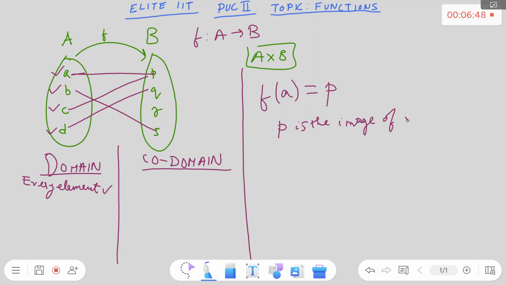P is the image of A, and we say A is the pre-image of P. Okay? A is the pre-image of P. This is the basic definition of function. We must have studied it in PUC 1. Yes or no?